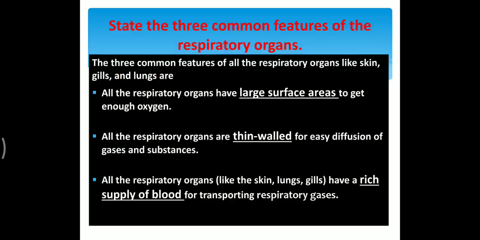Next, state the three common features of respiratory organs. The three common features of all the respiratory organs like skin, gills and lungs are: all the respiratory organs have large surface areas to get enough oxygen. Remember they have large surface area. All the respiratory organs are very thin walled for easy diffusion, exchange of gases and substances. Next, all the respiratory organs like skin, lungs, gills have a rich supply of blood for transporting respiratory gases.